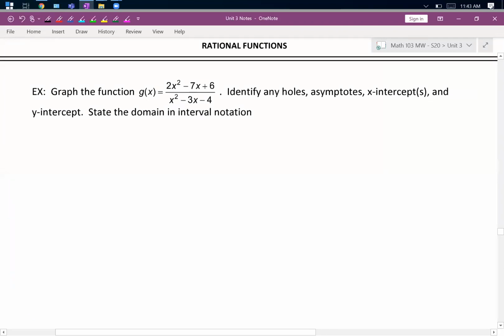Let us graph the function g of x equals 2x squared minus 7x plus 6 over x squared minus 3x minus 4. We will identify any holes, asymptotes, x-intercepts, and y-intercepts. We'll also state the domain in interval notation. I would actually start with the domain. So much of this we use the simplified version for, but for domain you use the original function. So I would do it first, before I simplified it, just so I didn't accidentally use the wrong one at the end.